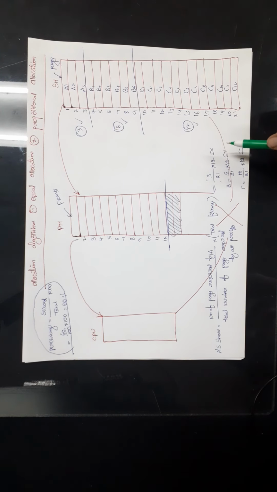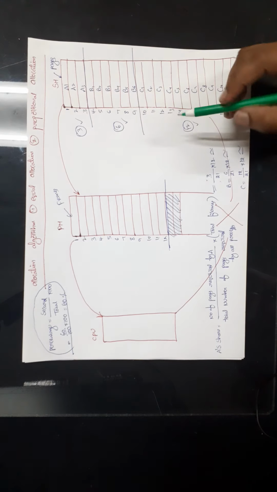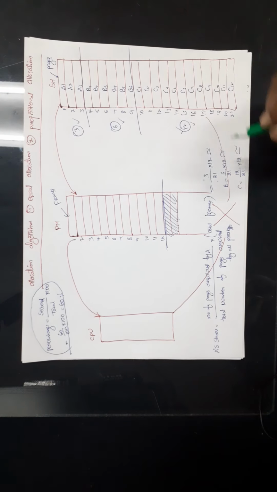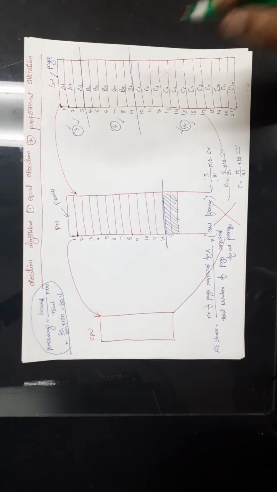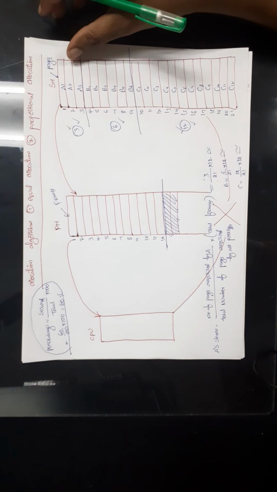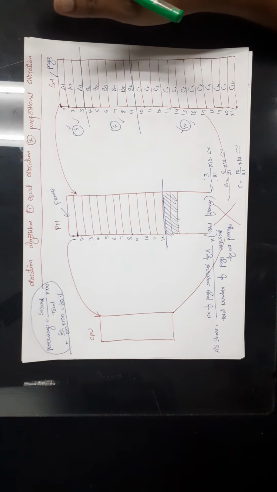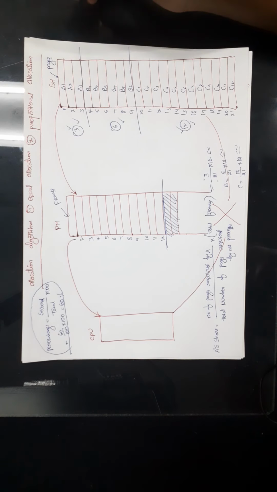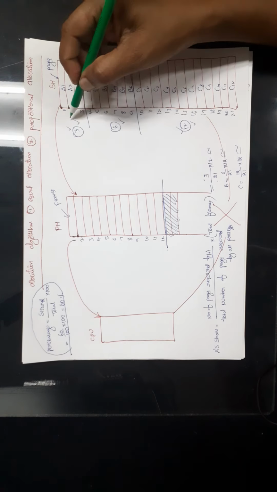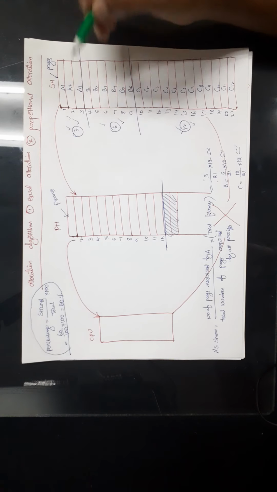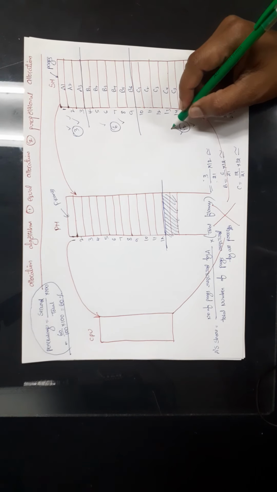So what we will do is we will allocate more frames for the large process, and we will allocate fewer frames for the small process. So this is called proportional allocation. That means based on the size of the process we are allocating the frames. If the size is large, we will allocate more frames. If the size is small, then we will allocate fewer frames. Then how many frames should be allocated for A, how many for B, and how many for C.